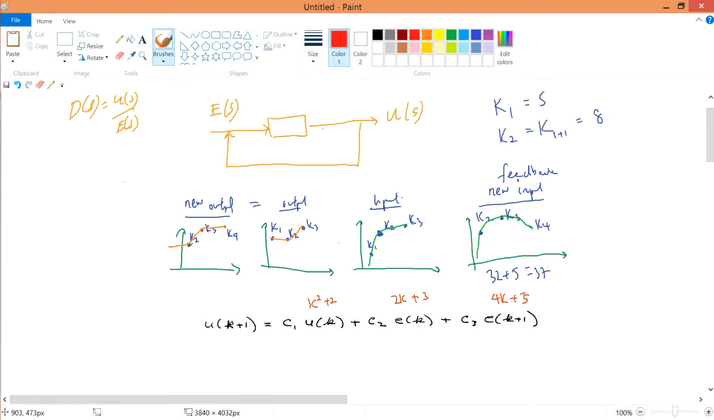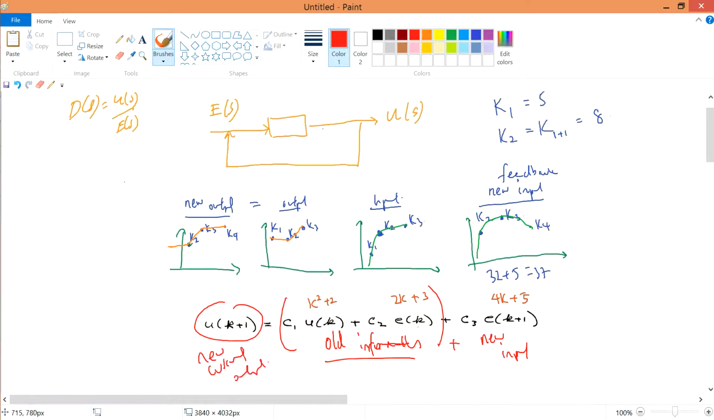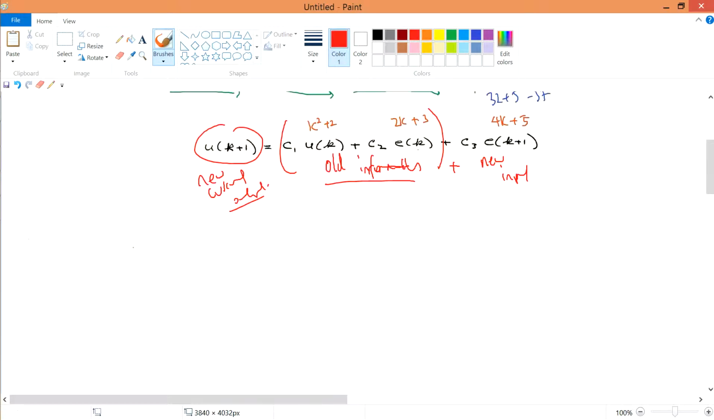If you still remember this visualization of the trend of the input and the output, we state that this portion over here is the old information, plus the new current input, which will give us our new current output. And this phenomenon is very apparent in the Fibonacci system.